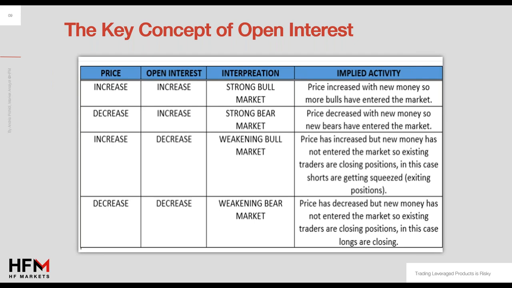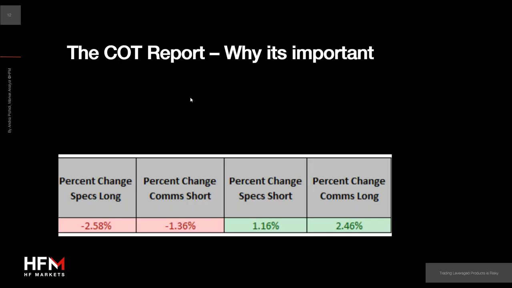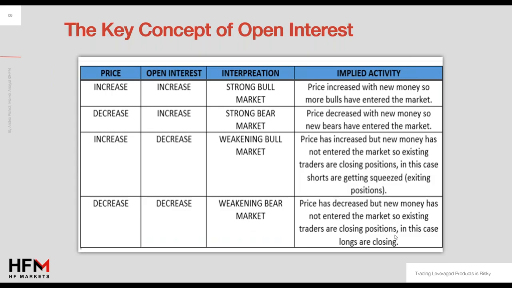If we have a decrease in price, but also a decrease in open interest, that means there is a weakening bear market. That suggests we might see either some consolidation, or sooner or later a new uptrend starting. So it's also an alert, or a sign, that you might need to consider exiting your existing positions, by the way.